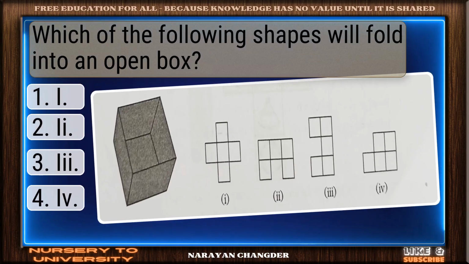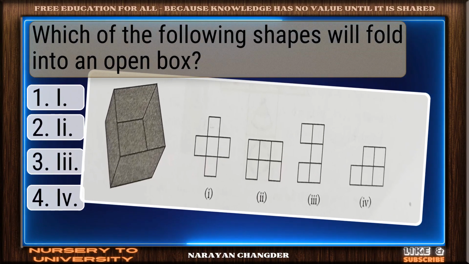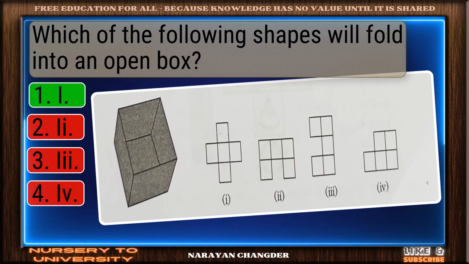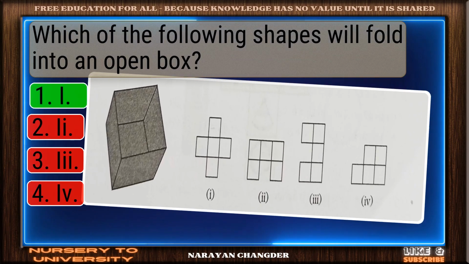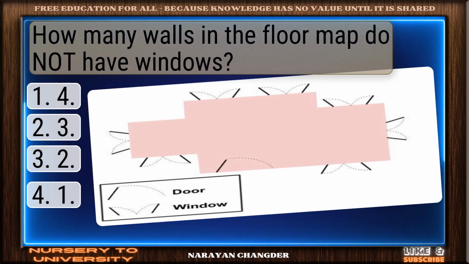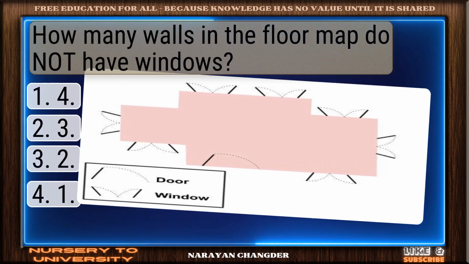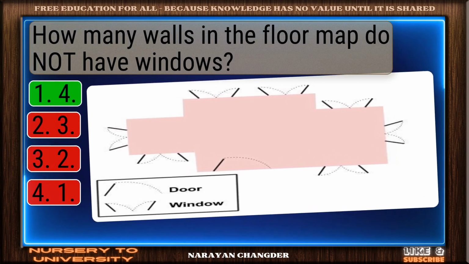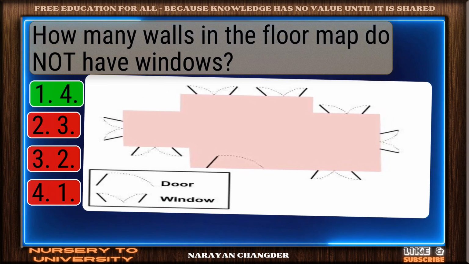Which of the following shapes will fold into an open box? Smart pick. I is the correct choice. How many walls in the floor map do not have windows? On track. 4 is the correct answer.